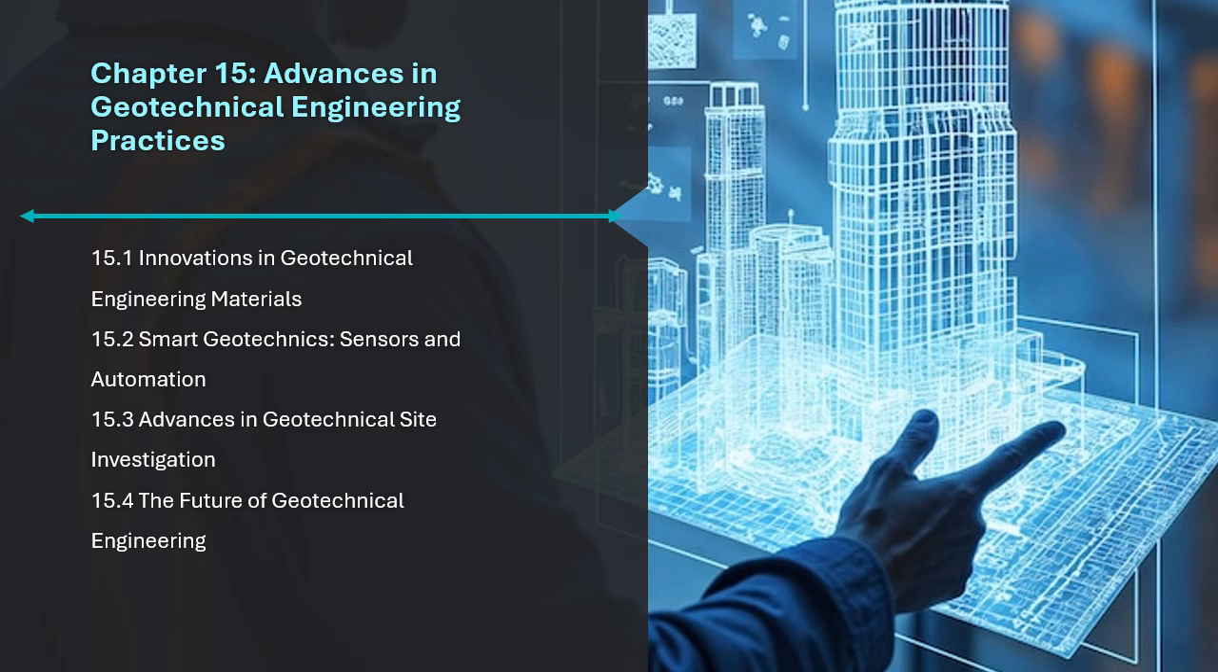Ground penetrating radar (GPR). Ground penetrating radar, GPR, is a non-invasive method that uses high-frequency radar waves to investigate the subsurface. The radar waves reflect off different layers in the soil, providing a profile of subsurface conditions such as soil layers, voids, and buried objects. GPR is particularly effective for detecting shallow features and is increasingly used in urban geotechnical investigations.